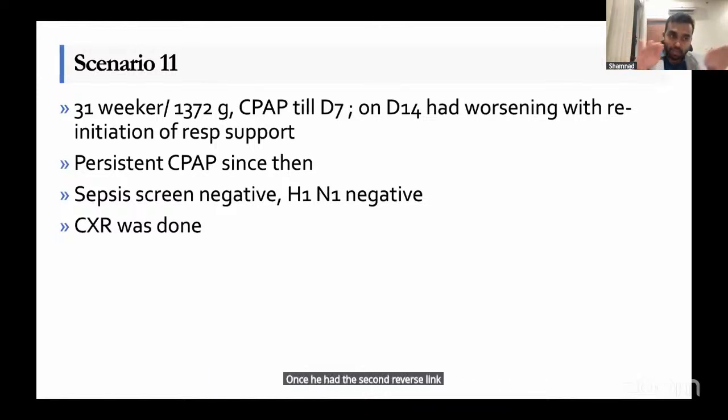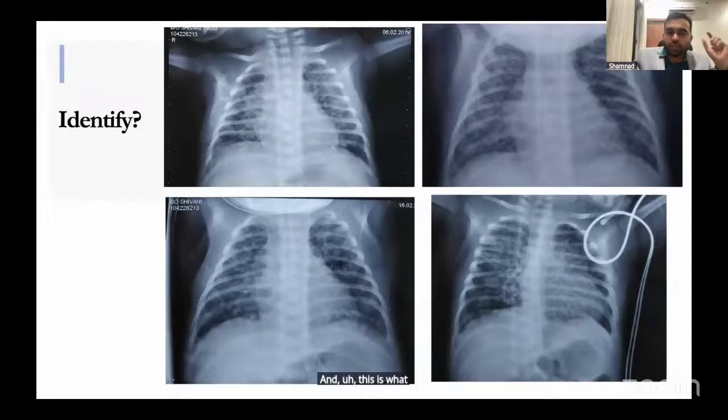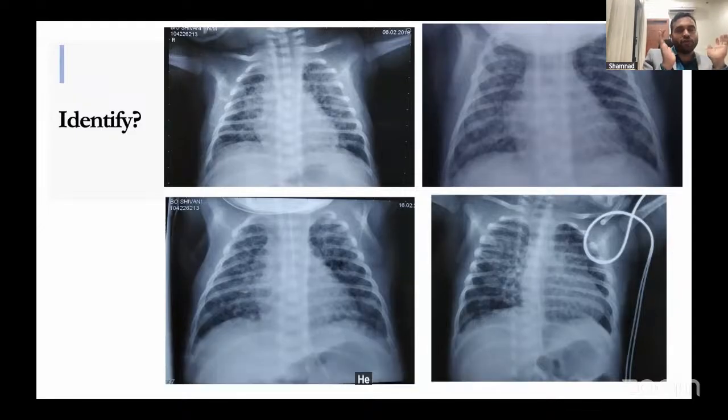Subsequently, he's on CPAP. We are not able to wean him once he had the secondary worsening. We did a sepsis screen, negative. H1N1, negative. We did an X-ray, and this is what you are seeing. Suppose in the stem, if I would not have said that from day 7 to day 14 he was off room air, what would be your answer? Clear-cut answer, it's a BPD.